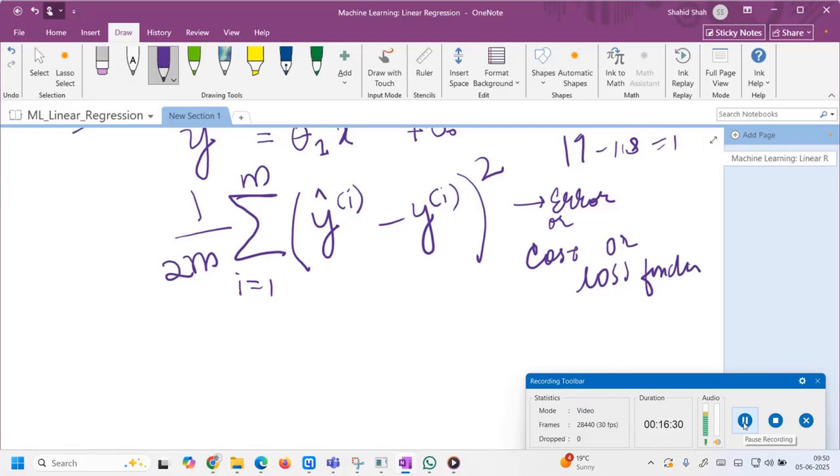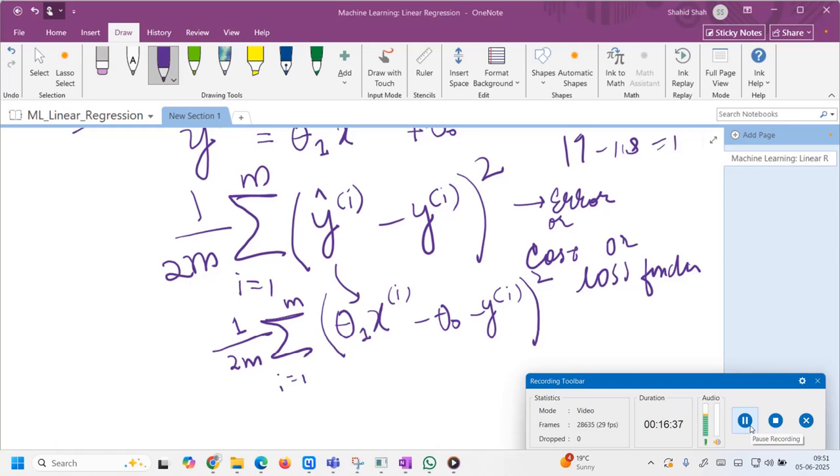What is this the function of? See, y hat, if you write it like this, is equal to this linear relationship. So we can write this loss or cost as this also. Now you will see that this whole thing depends upon two unknowns, theta 1 and theta 0, because xi, yi is the data set point given to you. So it means this whole thing is a function of theta 0, theta 1.